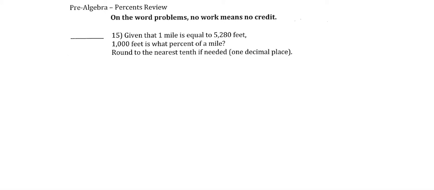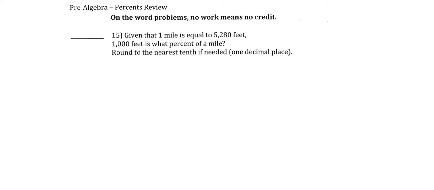Number 15 is actually going to be a pretty quick one if you recognize some of the shortcuts here, or one shortcut in particular. Number 15 says, given that 1 mile is equal to 5,280 feet, 1,000 feet is what percent of a mile? Round to the nearest tenth if needed, 1 decimal place.